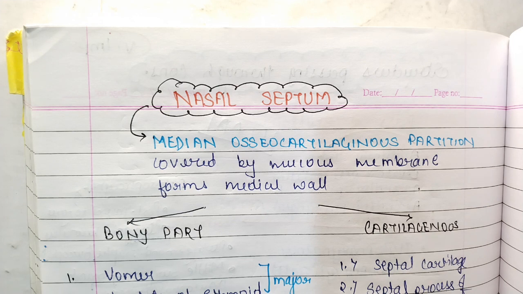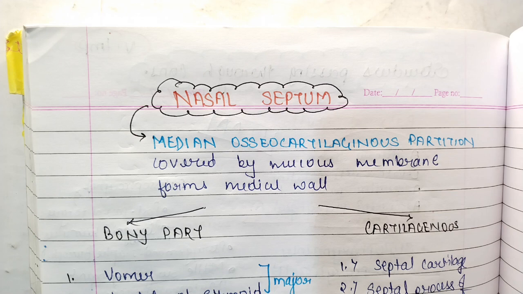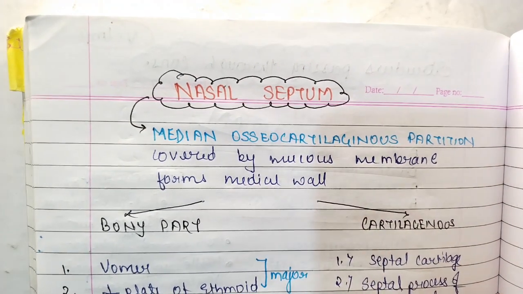We are going to discuss the nasal septum. Okay, so we are going to start the nasal septum. In this video we are just going through the parts of the nasal septum and its structures, and it's basically an introduction. Okay, so what is the nasal septum? It is a median osseo-cartilaginous partition.